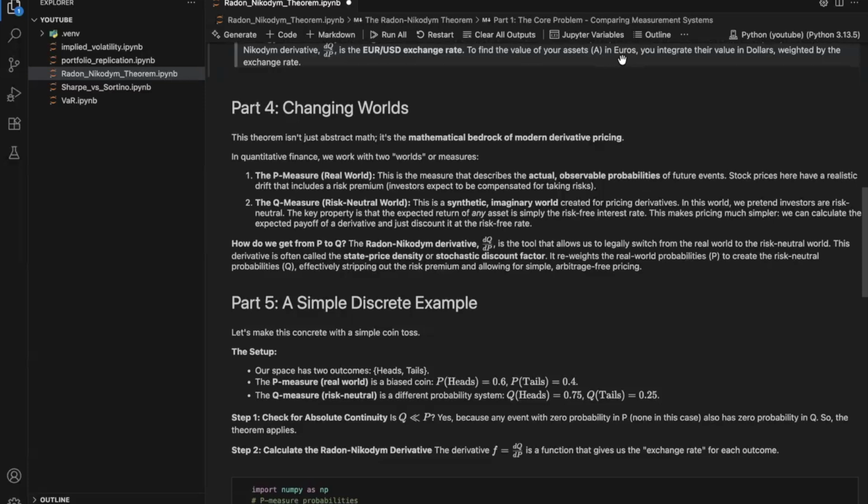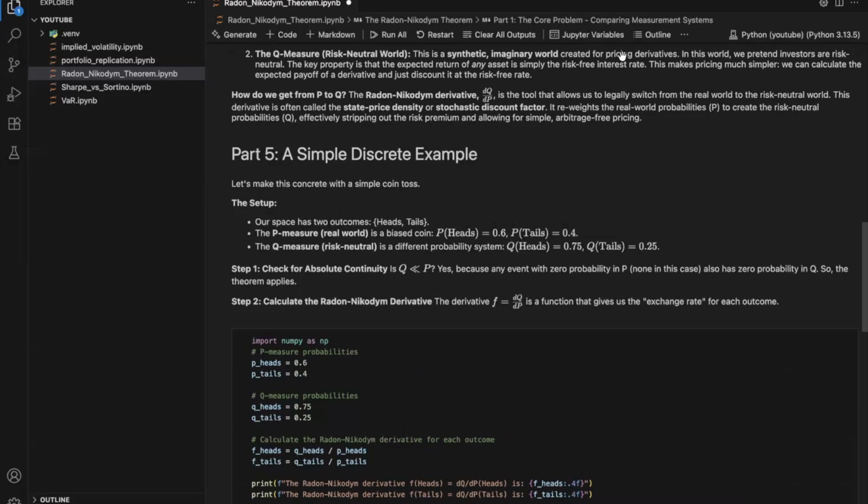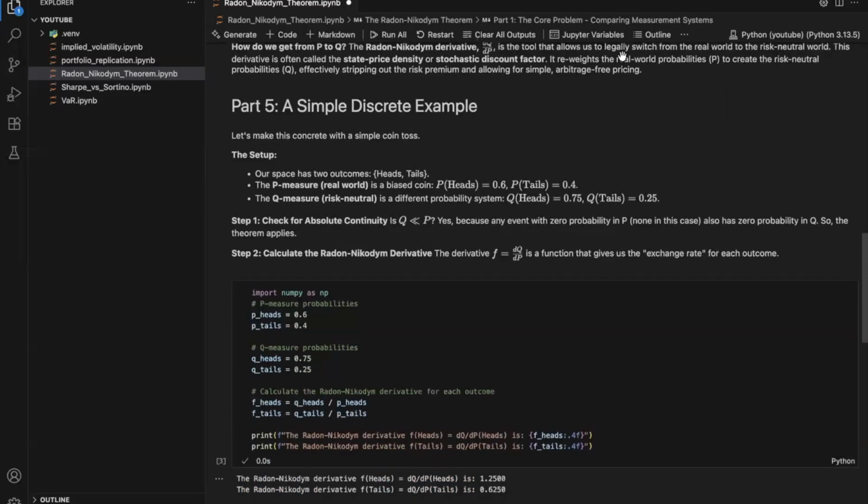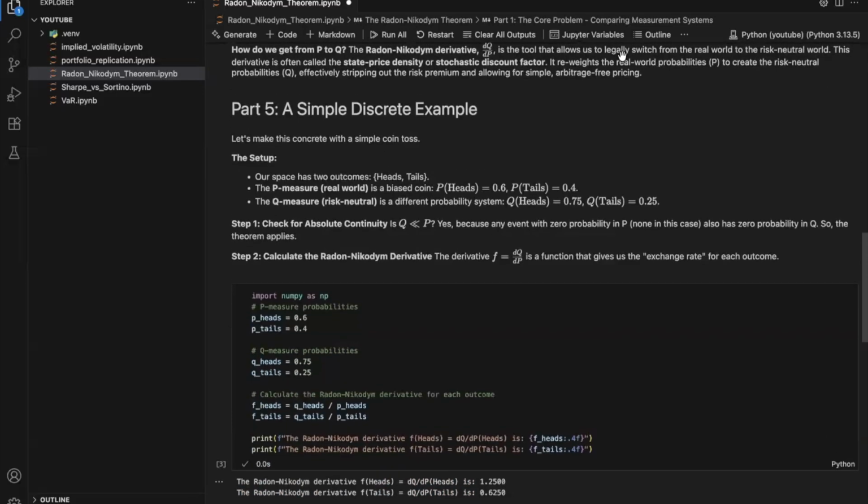In a notebook, we have a space with two outcomes, heads or tails. The P measure, the real world, is a biased coin that lands on heads 60% of the time. Our Q measure, the risk-neutral world, is a different system where heads has a probability of 75%. First, we check for absolute continuity. Since no outcome has zero probability in P, the condition holds. Now let's calculate the Radon-Nikodym derivative, or the exchange rate, for each outcome. The calculation is done in the code. The code simply divides the Q probability by the P probability for each outcome. We get a derivative of 1.25 for heads and 0.625 for tails.